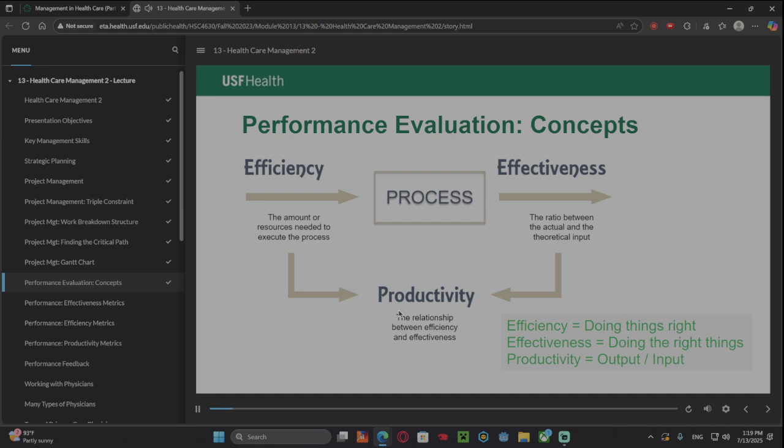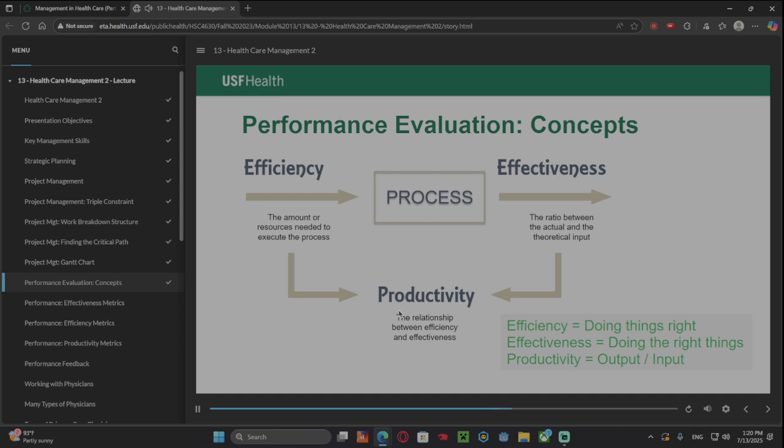Healthcare managers are also responsible for performance evaluation. That is, health services managers need to measure the success of the organization. Typically, there are 3 different concepts that health services managers track: efficiency, effectiveness, and productivity. Efficiency means doing things right. That is, the biggest bang for the buck. Lowering the costs or increasing the outputs relative to those costs.